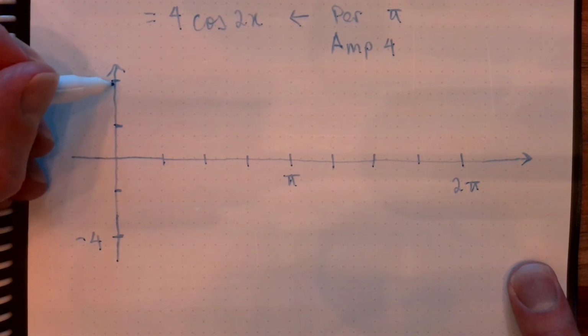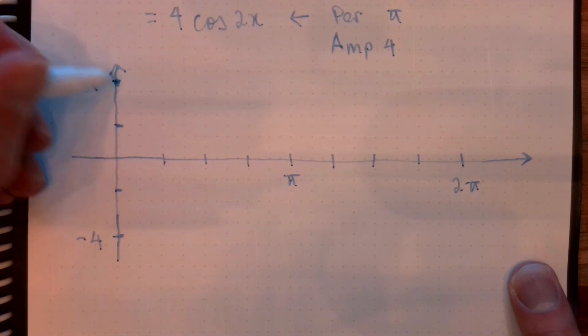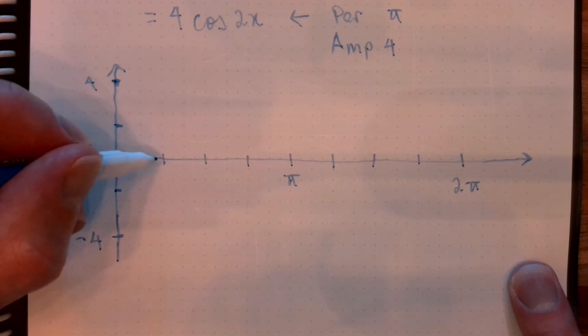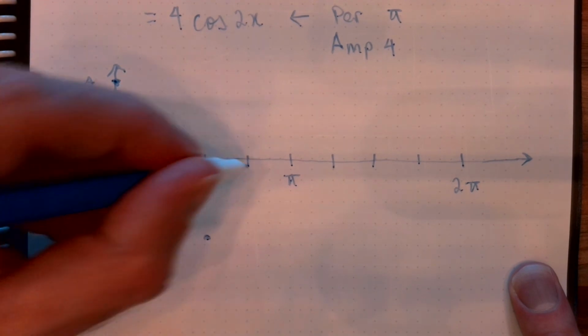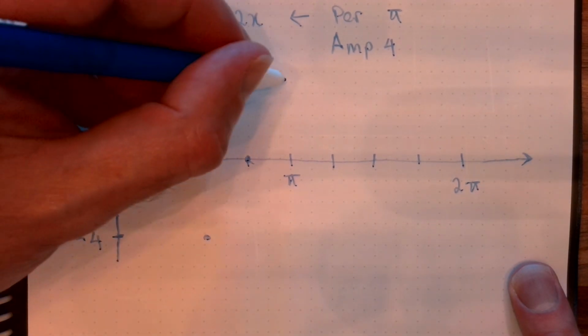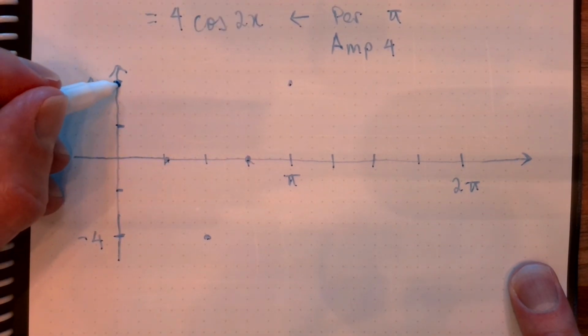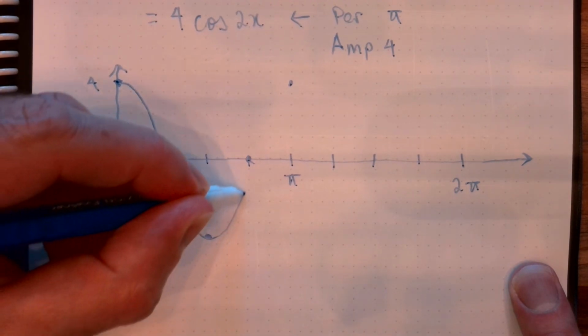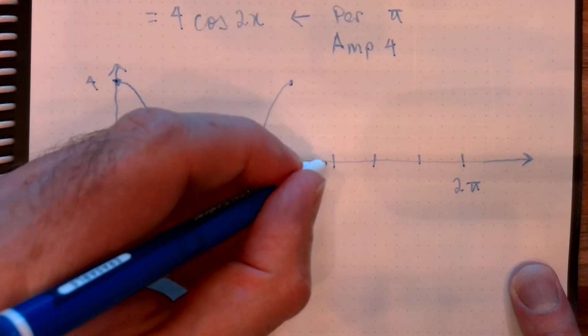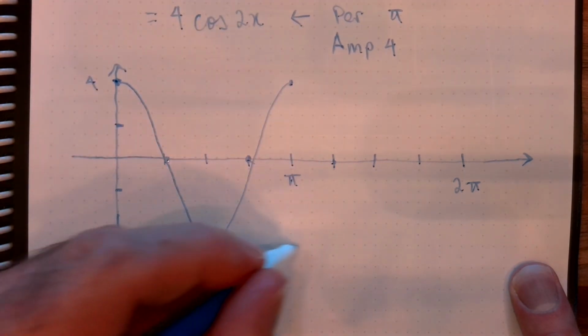Now we got a cosine function, so we start up at the top of the cycle. We go down to the midline. We bottom out, back to the midline, up top. Connect these with a nice smooth curve. Remember, no angles in our trig functions. And then we repeat.